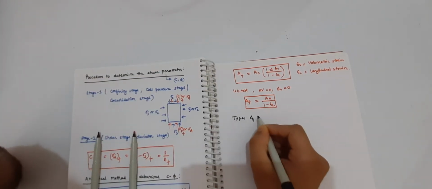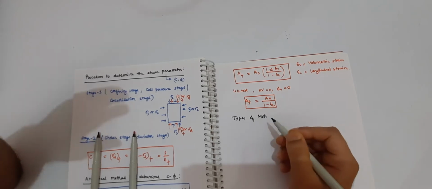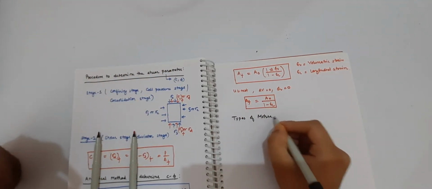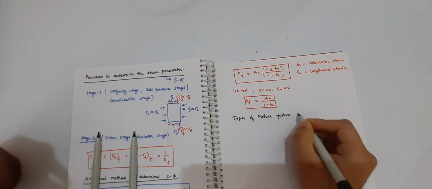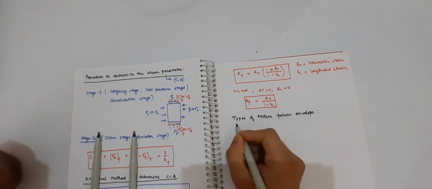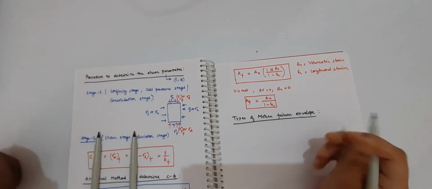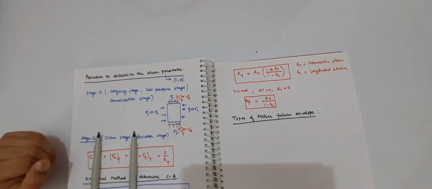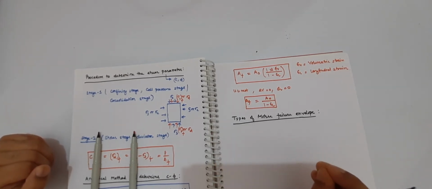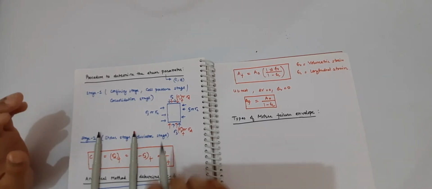From this graph, questions are asked in the exam. Types of Mohr failure envelope, right? These are quite important to understand. These failure envelopes depend upon the type of soil, loading condition, and drainage condition.